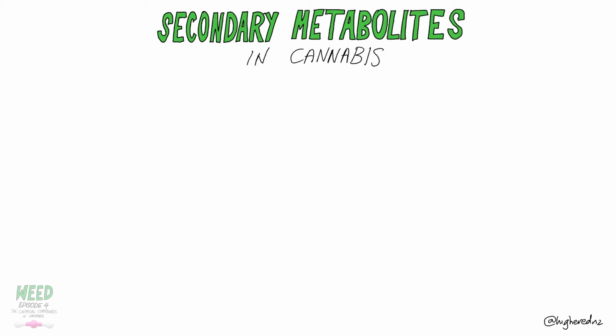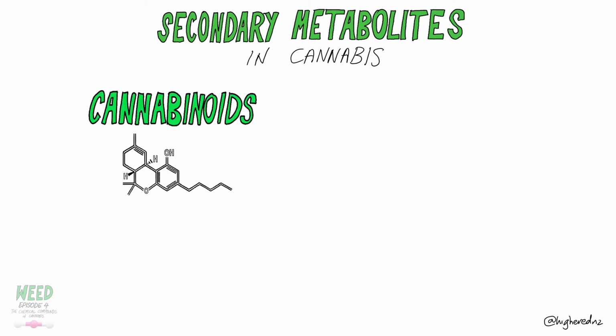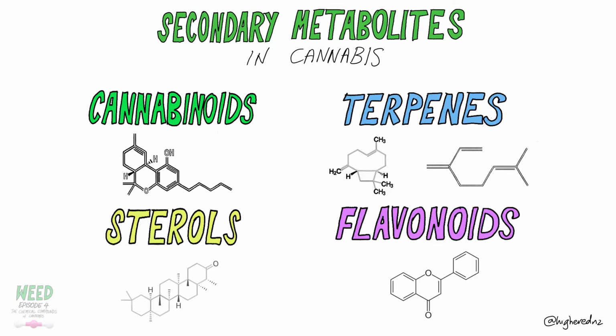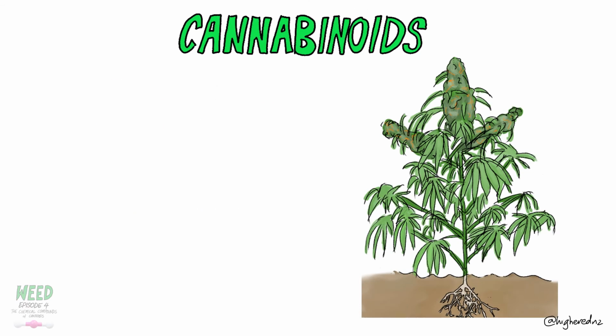Cannabis produces so many different secondary compounds. I will just introduce 4 different types of them. We firstly have cannabinoids, which you may know include the famous THC and CBD, terpenes, sterols, and flavonoids. So let's have a look at cannabinoids.